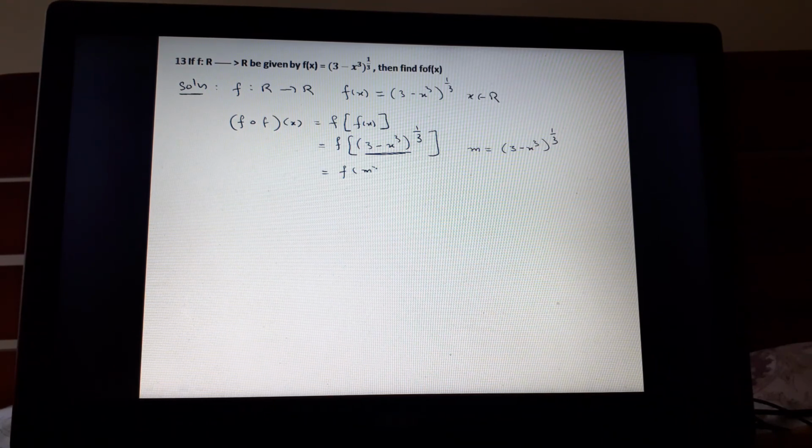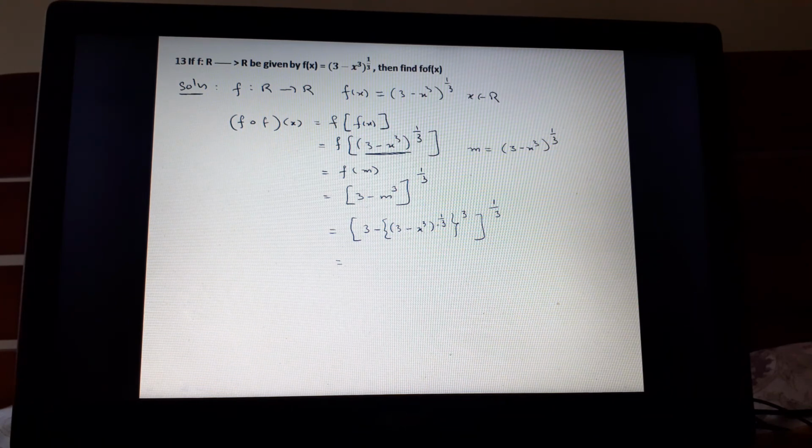This is f of m. Now, what is f of m? It is 3 minus m cube and to the power then 1 by 3. See, now it is easy actually. So 3 minus, what is m? M is this. So 3 minus x cube to the power 1 by 3. Then you have to put a bracket here also. Then cube. So this one. So then here once again 1 by 3, because this 1 by 3 is there.